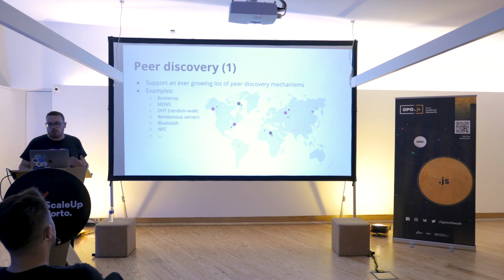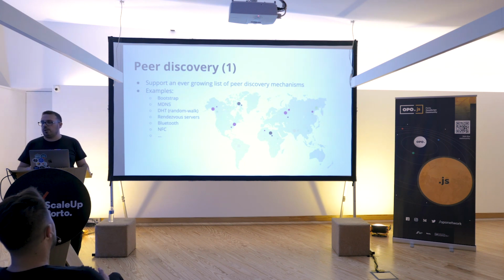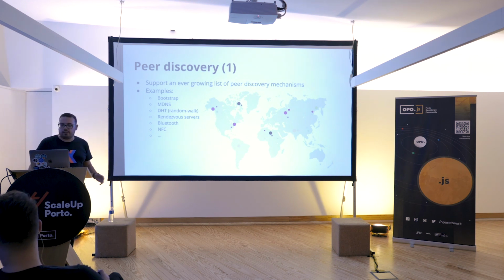mDNS, for example, is a local network discovery protocol. It is used for local discovery. For example, your printers at home, if you have them connected through Wi-Fi, you will find them through mDNS. Here, once you start with mDNS enabled, it will once in a while send announcements to the network: OK, I'm here. I'm a libp2p node. If you happen to be around, connect to me. And of course, you can connect. But one of the problems of mDNS is that it doesn't work in the browser.